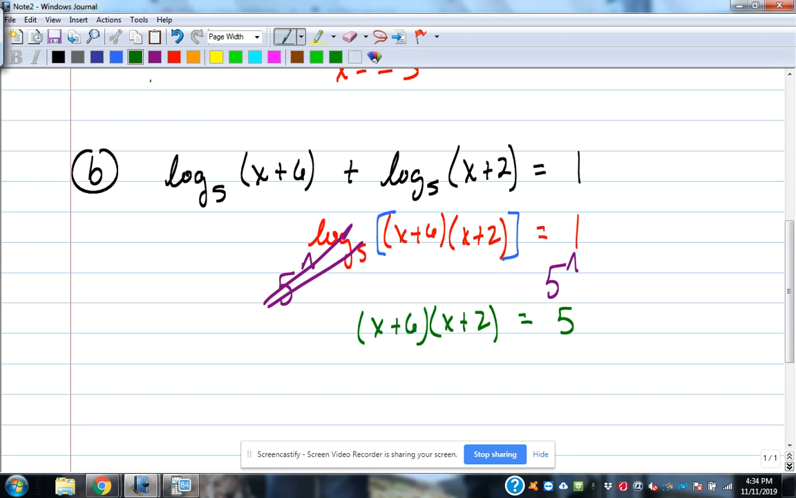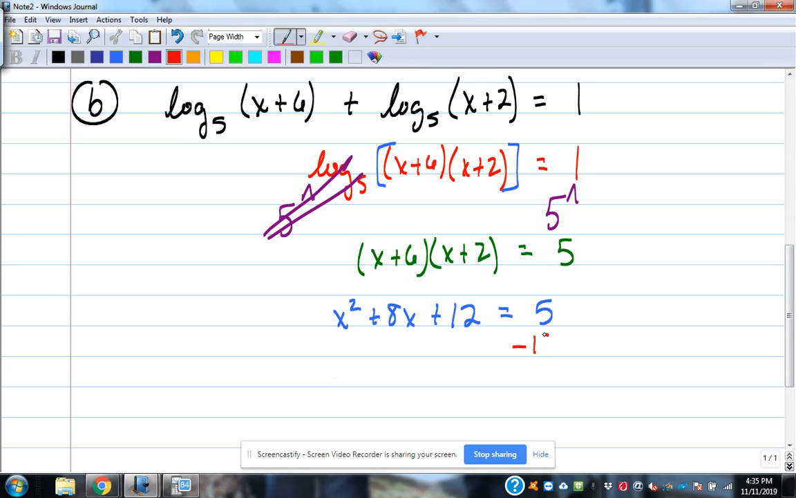So I'm going to have to multiply that out. X times x, x squared. 6x and 2x is 8x. 6 times 2 is 12. I'm just multiplying those two things together. And it ends up being a quadratic. And how do we solve quadratics? Get them equal to what? 0. So I'm going to move that 5 over there with that 12. That gives me x squared plus 8x plus 7 is equal to 0.